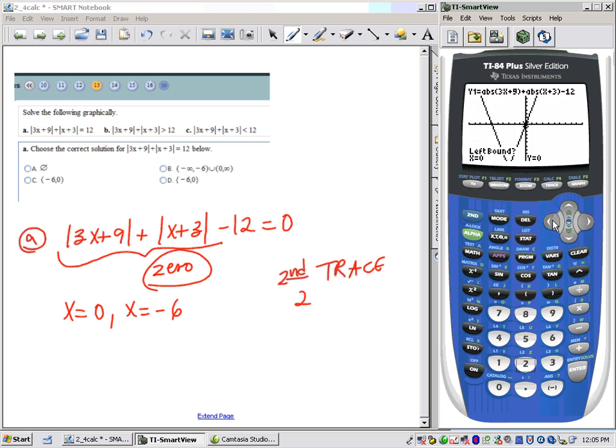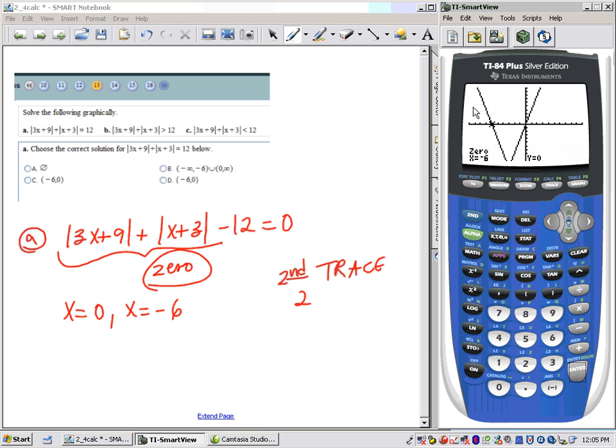Now we've got to do a left bound of this problem. So let's say like -8. Okay, and then a right bound would be like -5. And our guess is -6. Yep, and exactly. We see that 0 and -6 are the exact numbers that we need for the solutions.